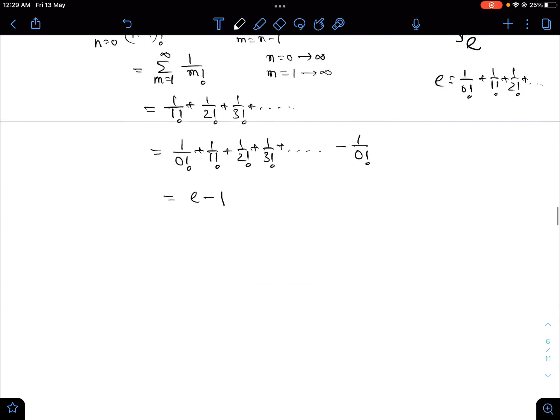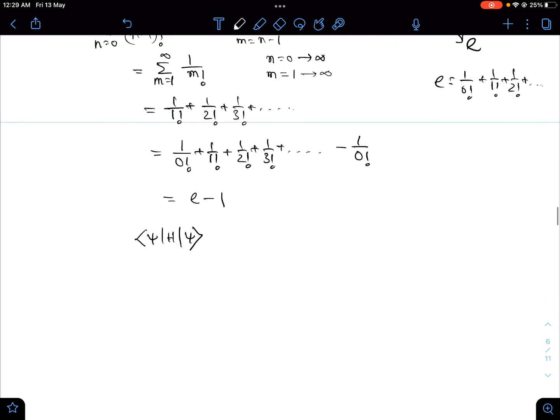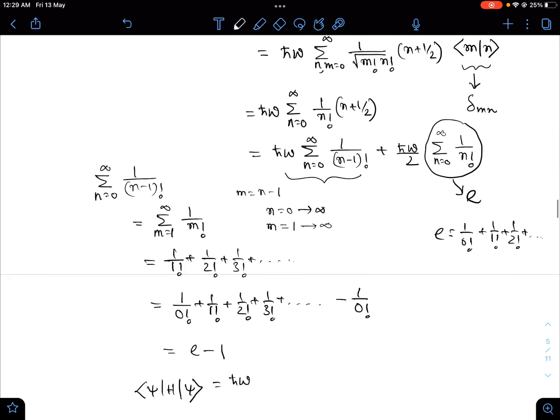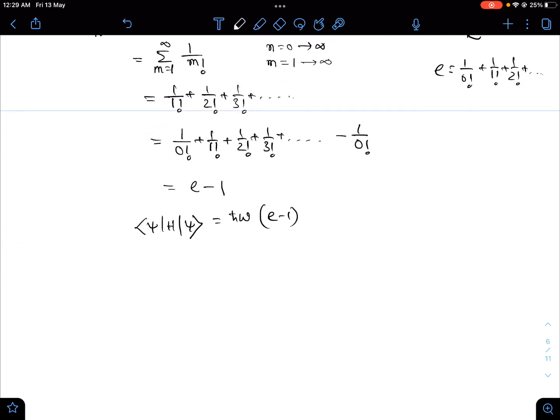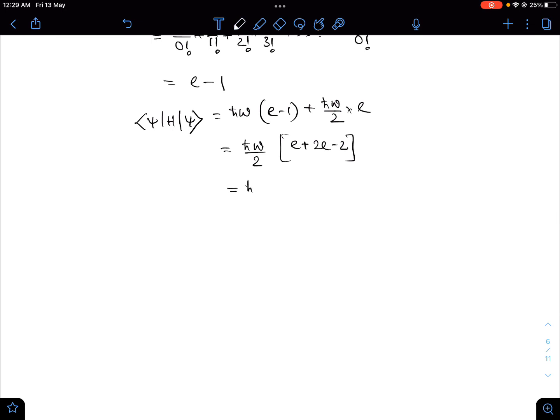So now we have our psi h psi to be h cut omega. From the first term we are getting e minus 1, and from the second term we are getting h cut omega by 2 into e. If we take 2 common, we will have h cut omega by 2 into e plus 2e minus 2. So h cut omega by 2 into 3e minus 2.